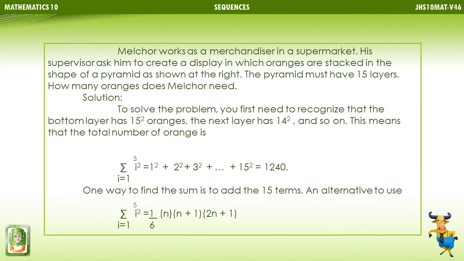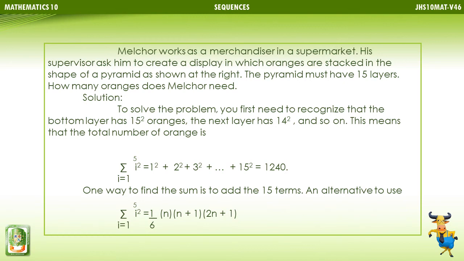Solution: to solve the problem, you first need to recognize that the bottom layer has 15 squared oranges, the next layer has 14 squared, and so on. This means that the total number of oranges is the summation from i equals 1 to 15 of i squared, which equals 1 squared plus 2 squared plus 3 squared plus up to 15 squared, equals 1240. One way to find the sum is to add the 15 terms.